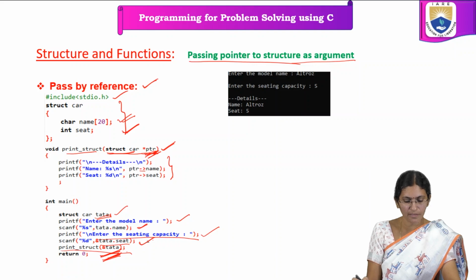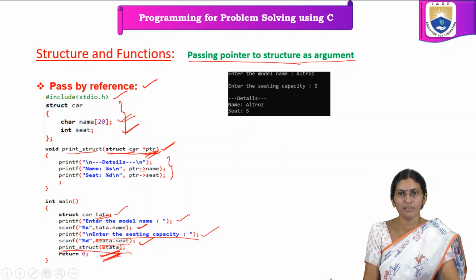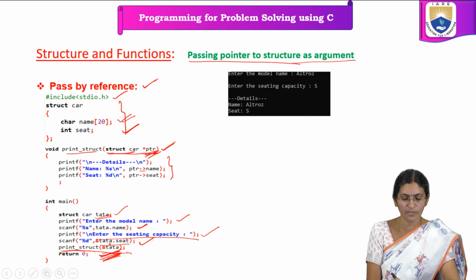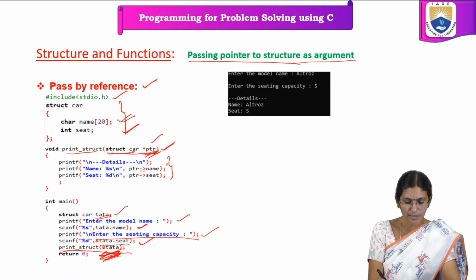Then after that, this is a function call. In the function call, the name of the function is print struct, and here we are passing the address of this variable. The address of the variable is specified by the ampersand symbol followed by the name of the variable. This address is received by a pointer variable *ptr. Then inside the function definition, we are printing the individual member details.